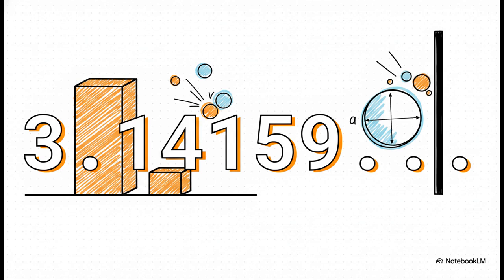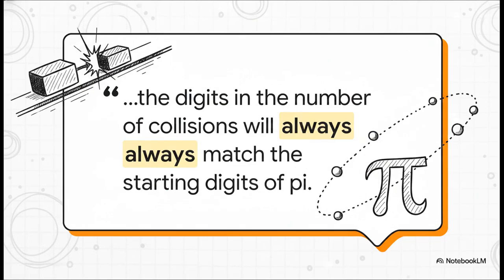If you were to mathematically plot the kinetic energy and momentum of these two blocks on a graph, the resulting equation actually forms a perfect circle. So every time the blocks collide, you move a specific distance along the edge of that mathematical circle. By multiplying the mass by 100, you're effectively shrinking the angle between each collision by a factor of 10. You are literally calculating pi in base 10, digit by digit, through elastic bounces. To quote the source material directly here, quote, "The digits in the number of collisions will always match the starting digits of pi." Think about that.